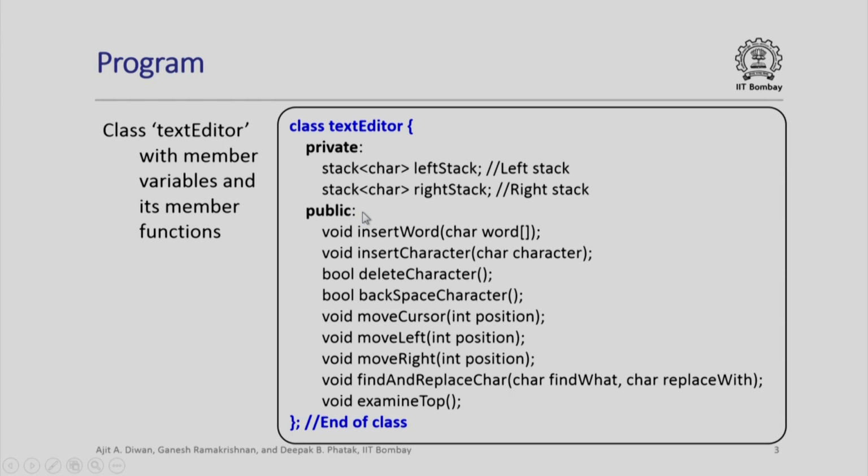Look at the public functions which we will implement. This is nothing but the set of functions which we have already identified. Insert word, this will work on a char array which we have defined as word. Insert character, this is an individual character insert which will have only one parameter, a character. Delete character and backspace character are the two delete functions. These will return Boolean values.